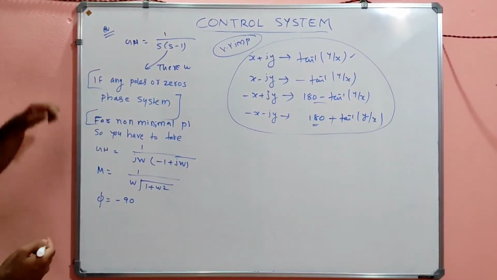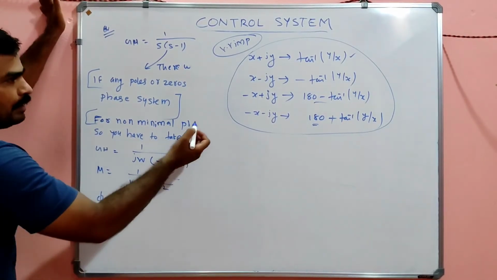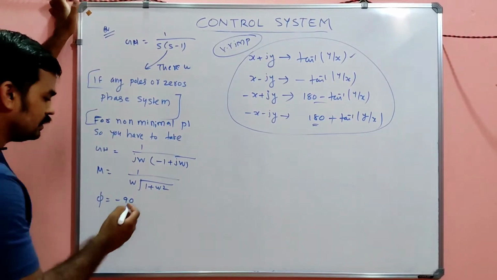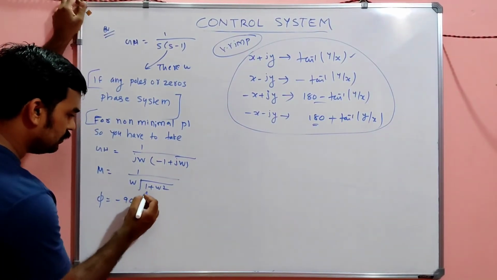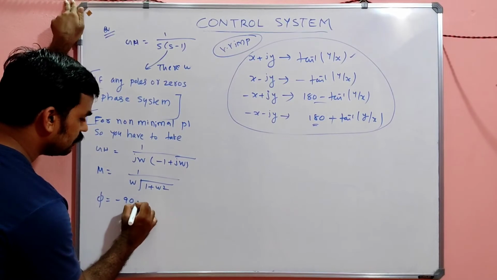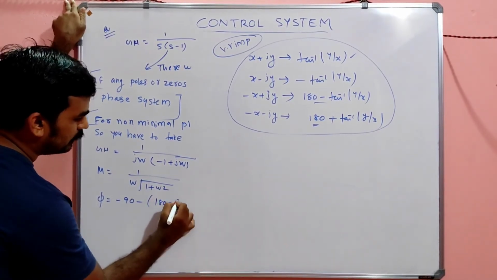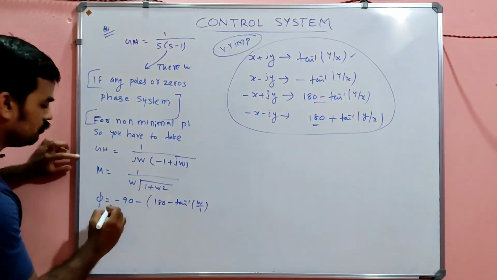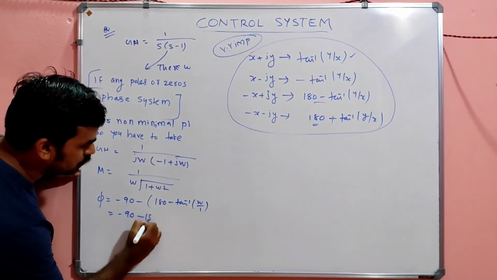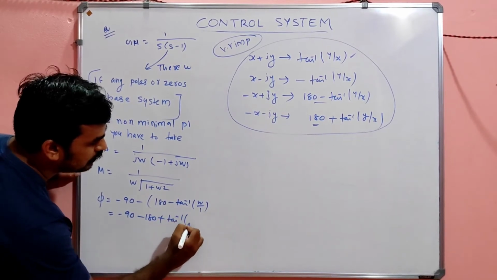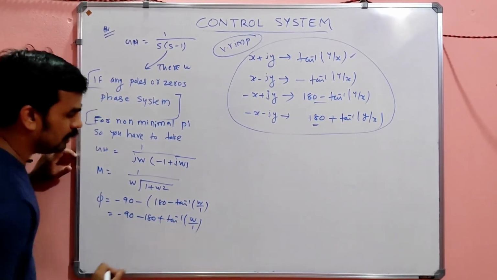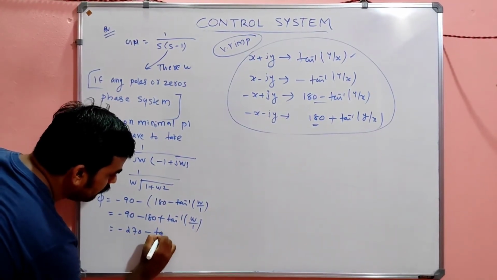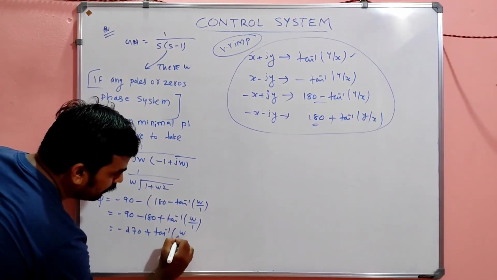Again come to our problem. What is our problem? Minus 1 plus j omega term. So similar to minus 1 plus j omega, the angle is 180 minus tan inverse y by x. So I can say like this, what will be my angle? Minus of 180 minus tan inverse omega by 1, simple. So it will become minus 90 minus 180 plus tan inverse omega by 1. Am I right, my dear? So it will become minus 270 plus tan inverse omega by 1.